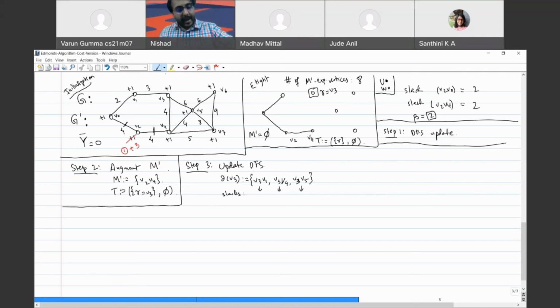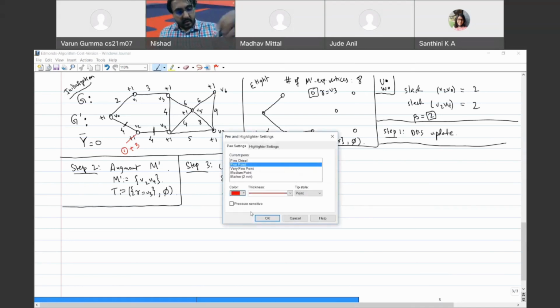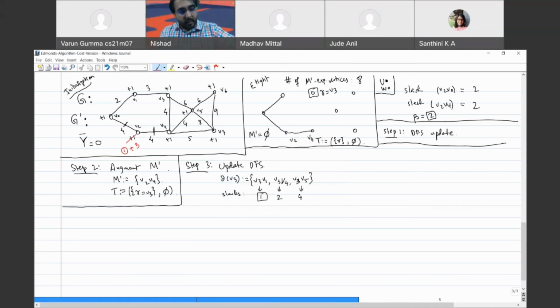So let me complete the slack computation and then I'll finish. So the slacks of these three edges are 3 minus 1 minus 1, 1, 4 minus 2, 2, and 6 minus 2, 4. Is that correct? Yeah. And the minimum is 1. So I'm going to increase the dual variable for this vertex. So let us add 1 to this guy, and this becomes a +2 now.